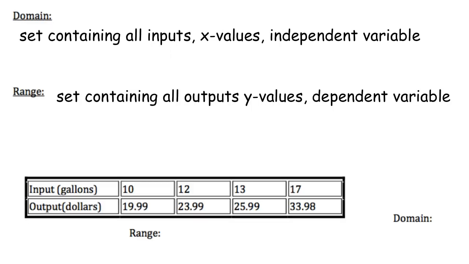Let's jump right in. So we've got two important words here. We have domain and range. What you want to do is pause the video, copy these down. Alright, so the domain, the set containing all inputs, x values, independent variable. These are all synonyms. I might say inputs one day, I might say x values one day, independent variable the other day. They all mean the same exact thing.